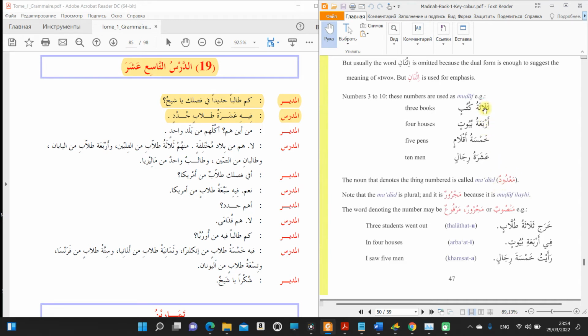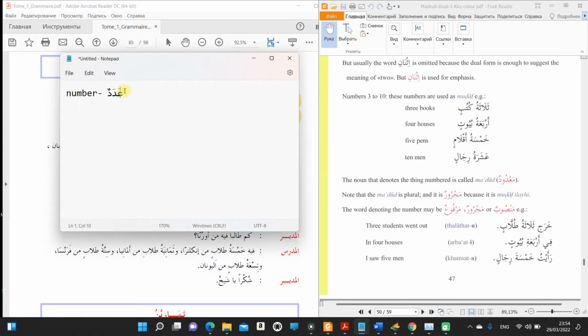So the number is called عدد, just like here, عدد. I've already recorded this lesson, but for some reason the program just crashed. So I'm recording this again. That's why it's all written already.